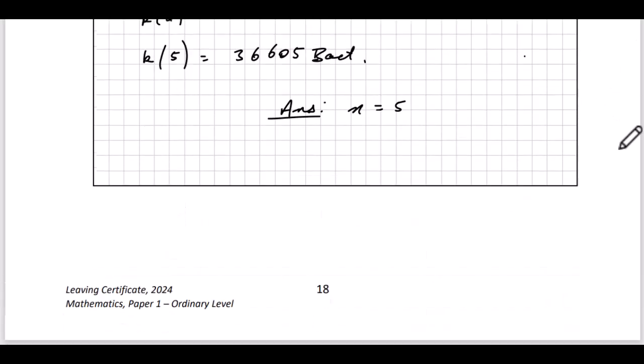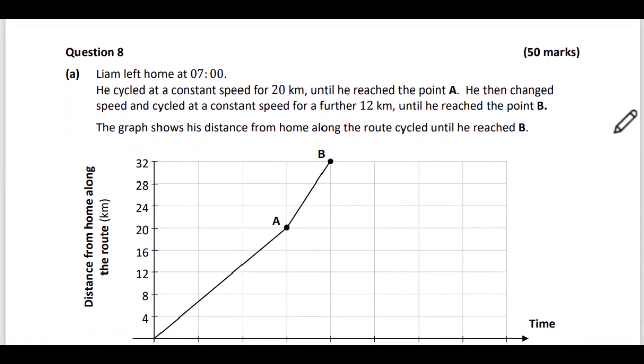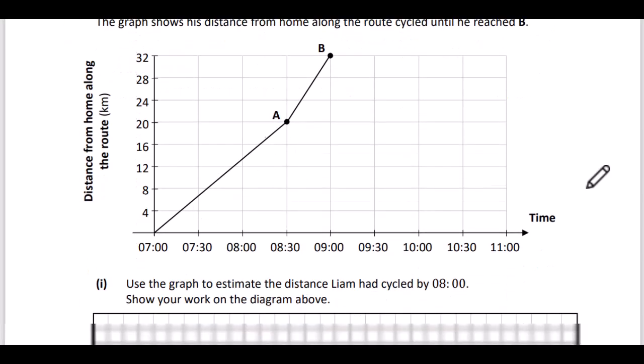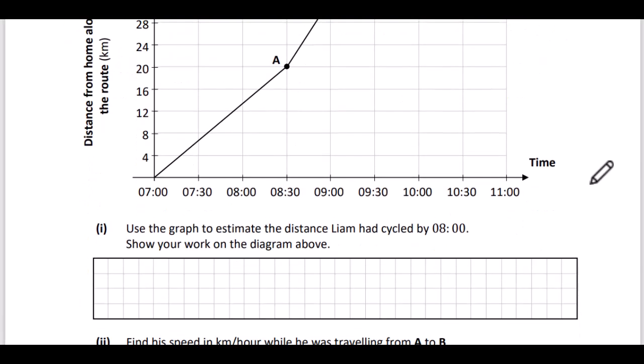Okay, so let's have a look at number 8. Liam left home at 7 in the morning. He cycled at a constant speed for 20 kilometers until he reached a point A. He then changed speed and cycled at a constant speed for a further 12 kilometers until he reached a point B. The graph shows his distance from home along the route cycled until he reached B. Use the graph to estimate the distance Liam had cycled by 8 in the morning. Show your work on the diagram. So we start at 8 and we just go up along here and then across.